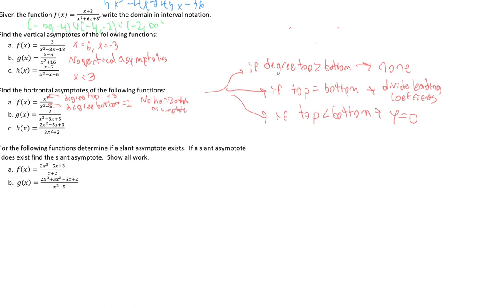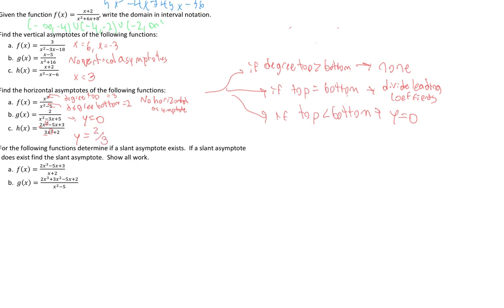For the next one, our degree on top is 0 because we don't have any x's. Degree on bottom is 2. So because the degree on bottom is bigger than the degree on top, we'll say it's y equals 0. We can always just jump to that. And this one, the degree on top is 2. Degree on bottom is also 2. So we'll divide leading coefficients. We'll look at the number in front of the x squareds. So it's going to be y equals 2 over 3.